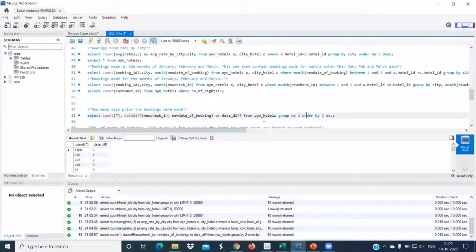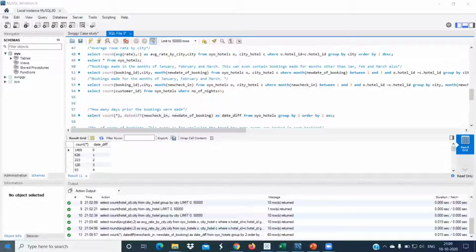In total, there were 2890 bookings in this data set, out of which 1400 were made on the date of check-in itself, which is a clear evidence that 50% of the bookings were made only on the day of check-in.